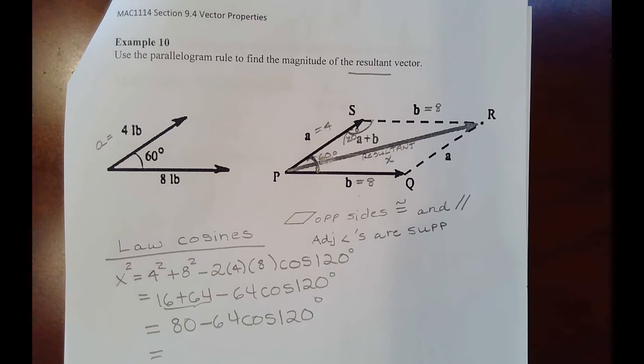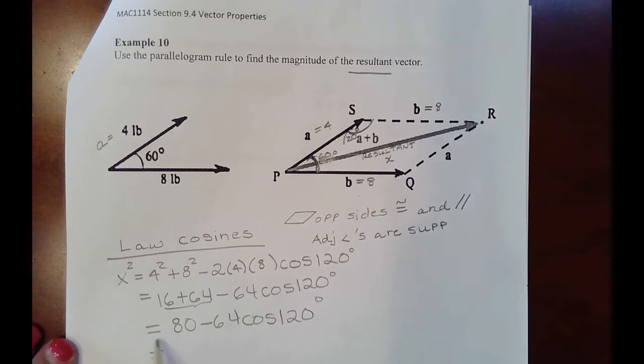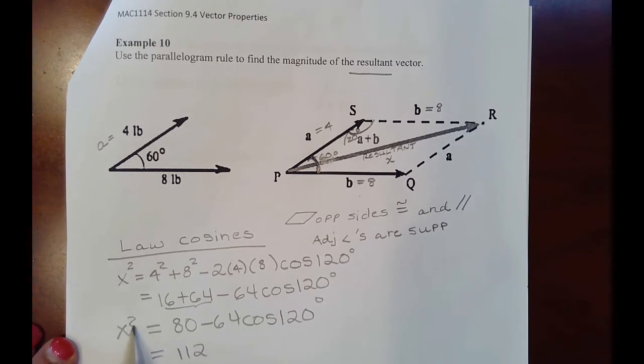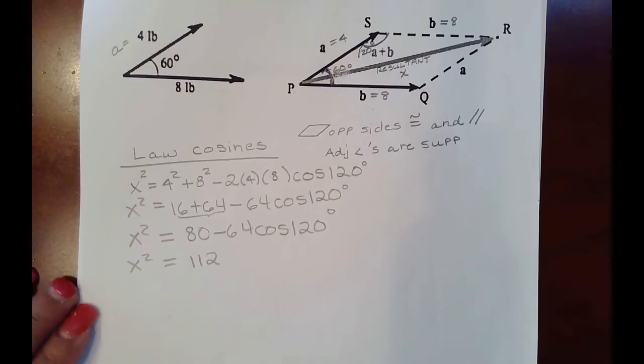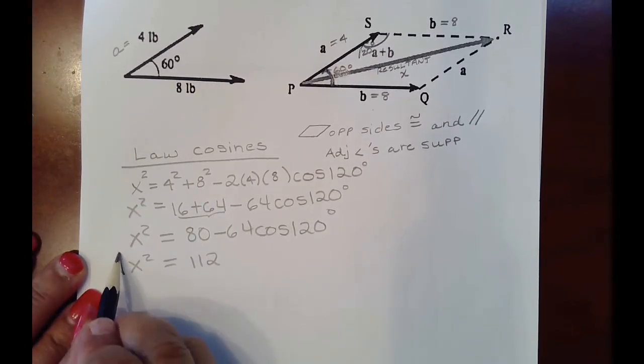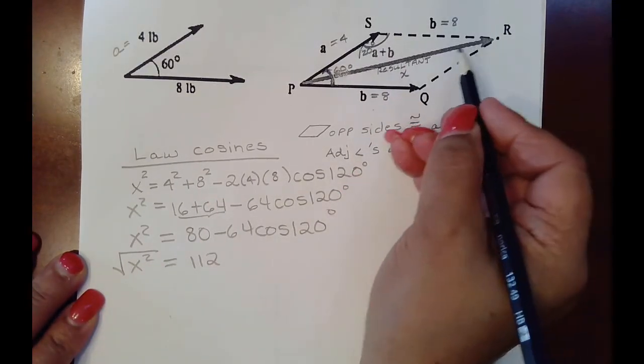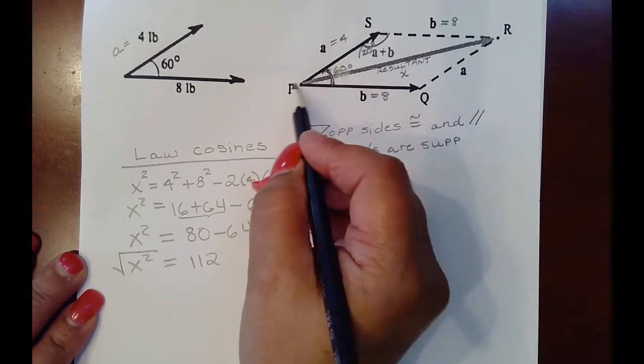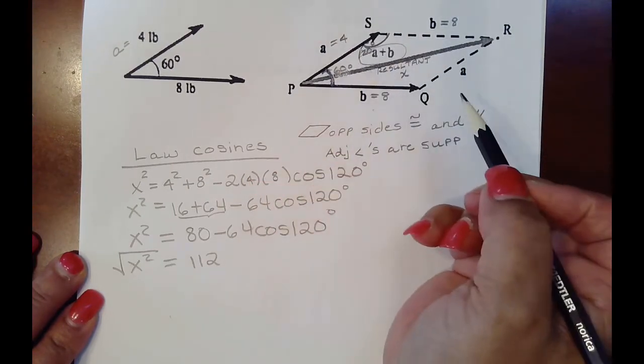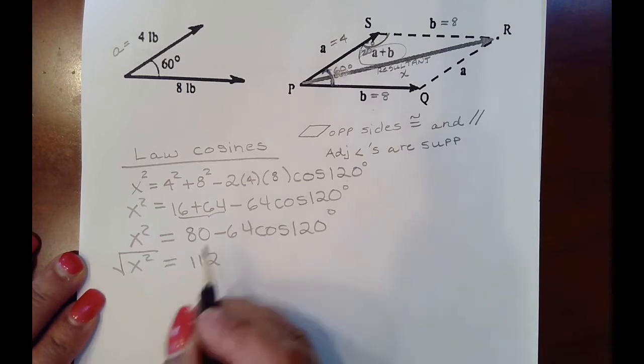So feed that into your calculator. I got 112 for this value. And bring down that x squared. Okay, now you're at x squared is equal to 112. Remember, we called it x, just gave it this name. It's really the resultant, the sum of vectors a and b.